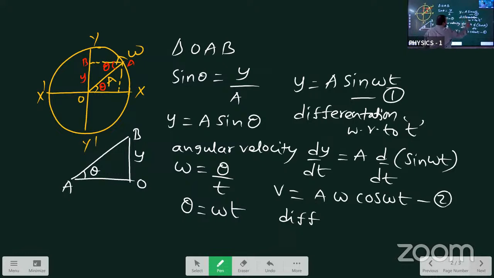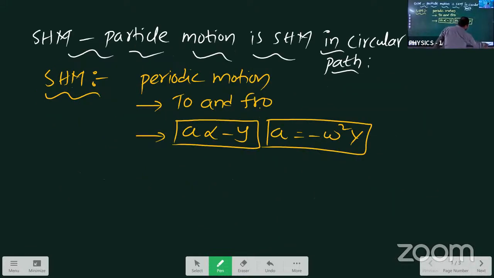So, A constant, d by dt of sin omega t. What is d by dt of sin omega t? Omega cos omega t, like the math d by dx of sin x. So we again differentiate with respect to time. Always in physics, differentiation is with respect to time only. Now, see here, student.